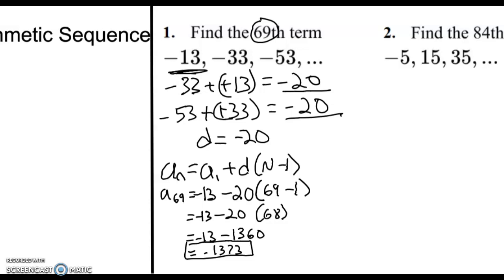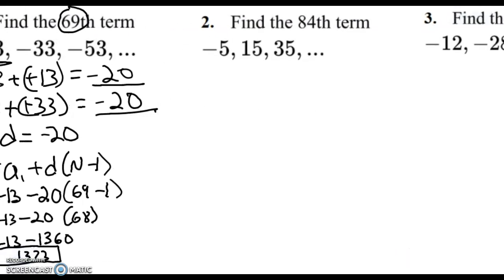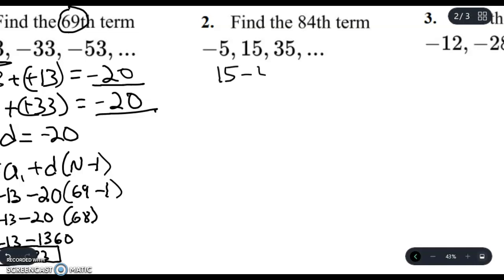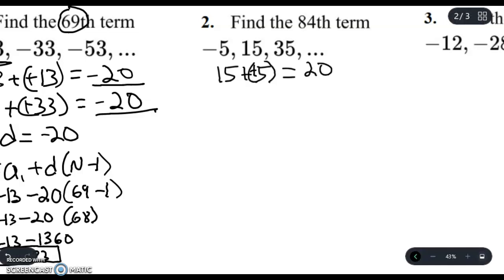All right, let's take a look at another example. So we're going to first find the common difference. We've got 15 minus negative 5. Okay, when we do that, we get 20. And then we're doing 35 minus 15. When we do that, we get 20. So our common difference is 20.